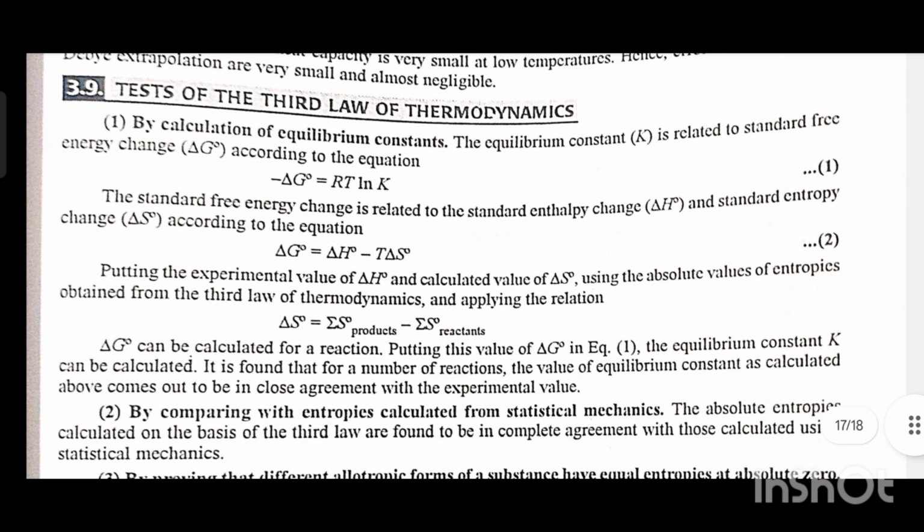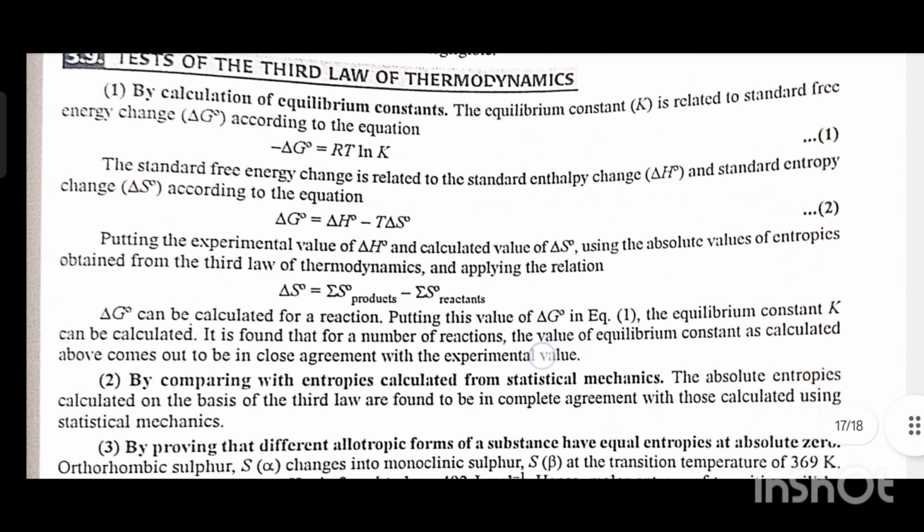Test of the third law of thermodynamics. Number 1, by calculation of equilibrium constant. The equilibrium constant K is related to the standard free energy change delta G naught according to the equation minus delta G naught equals RT ln K. Equation 1.